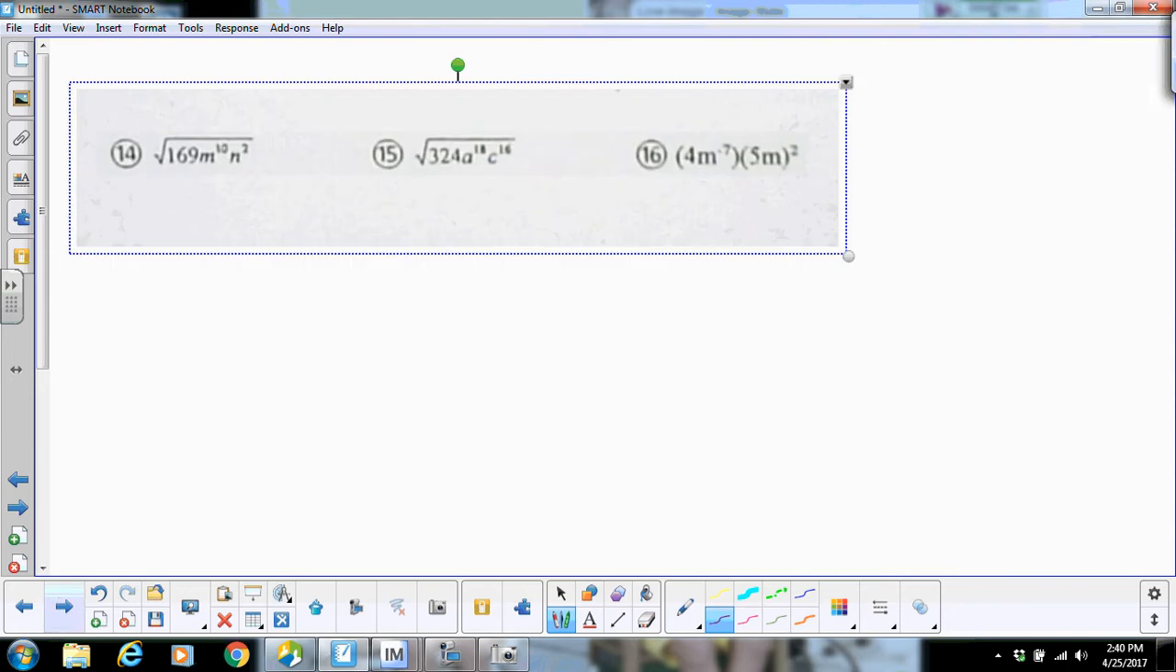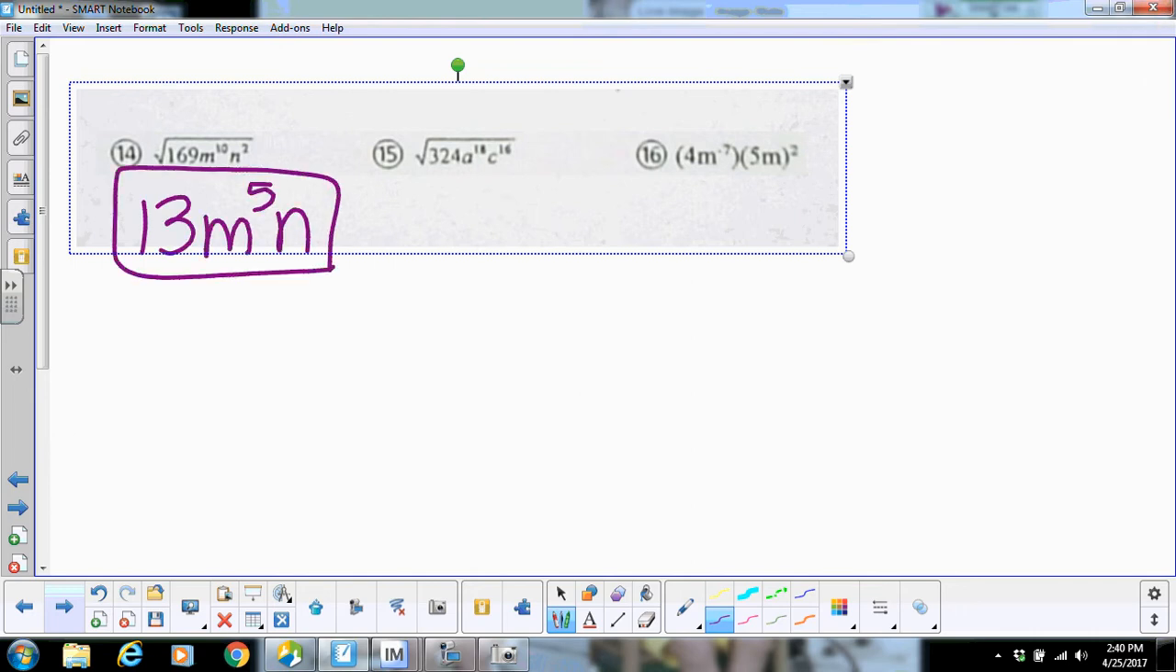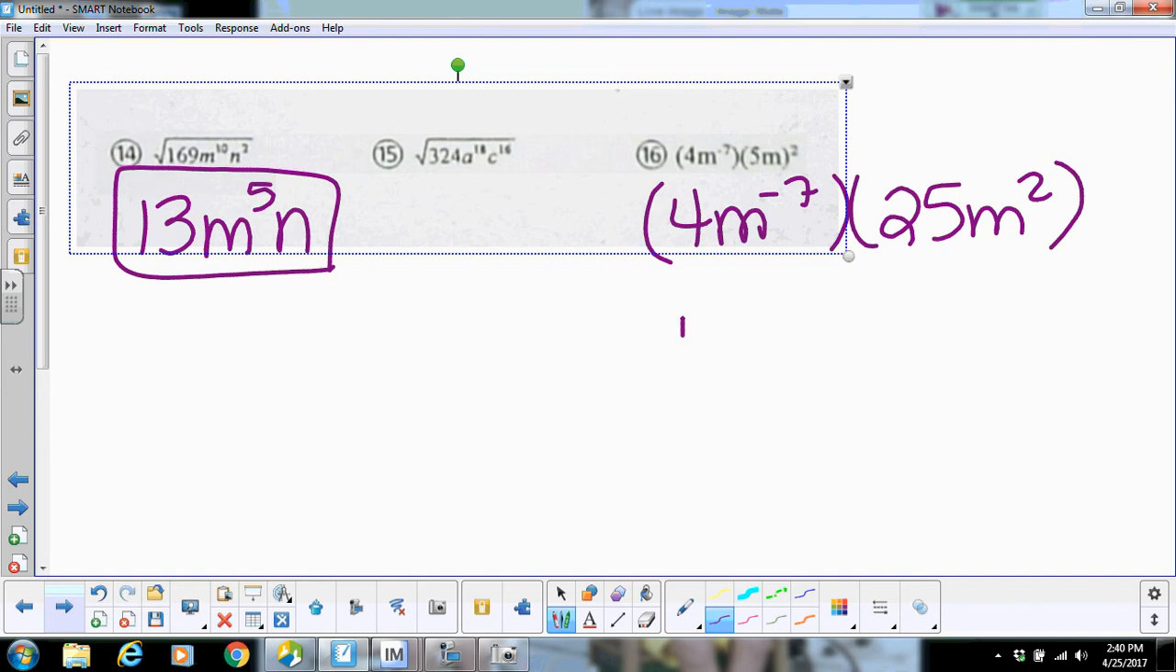And then down here on 14, 15, and 16, 14 and 15 are your radicals, so you just take your square root, divide your exponents by 2. And over here, you distribute. And then combine, and that's got to move to the bottom.